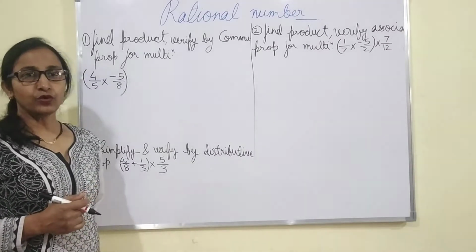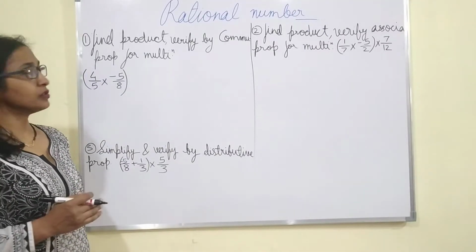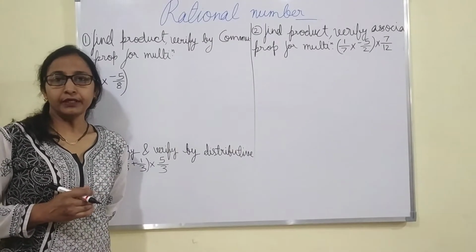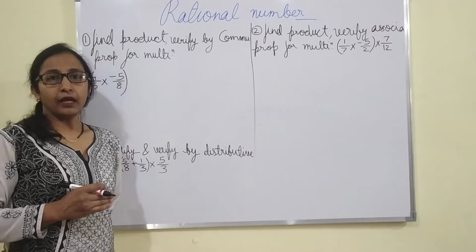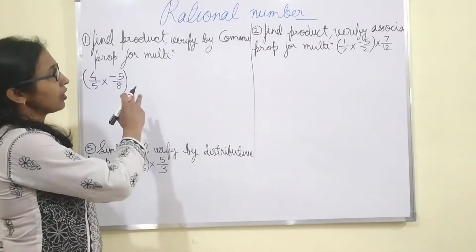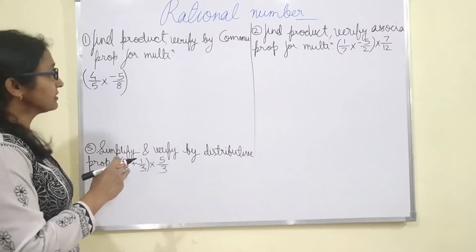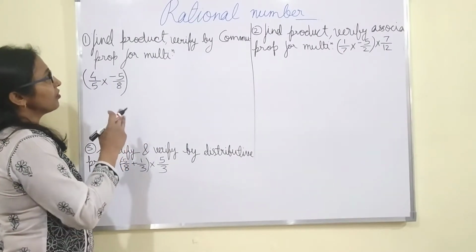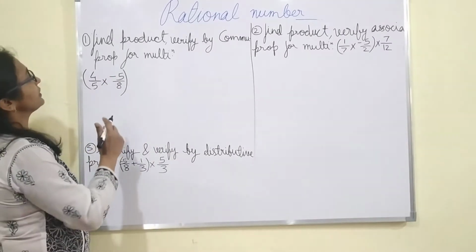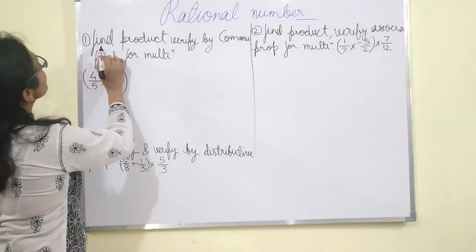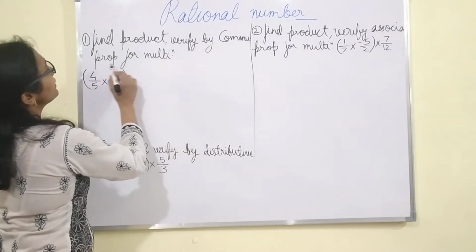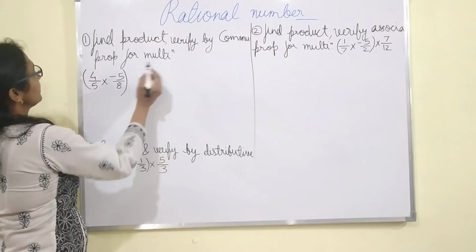In my previous video, I explained properties of a rational number: commutative property, associative property, closure property, and multiplicative inverse, additive inverse. So now I am giving examples of all those properties on the basis of multiplication. Okay, so the first question is: find the product and verify by commutative property for multiplication.